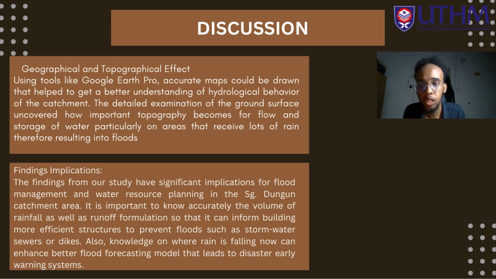Findings implications. The findings from our study have a significant implication for flood management and water resource planning in the Dangan catchment area. It is important to know accurately the volume of rainfall as well as runoff formulation so that it can inform building more efficient structures to prevent floods such as stormwater sewers or dikes. Also, knowledge of where rain is falling now can enhance better flood forecasting models that lead to disaster early warning systems.